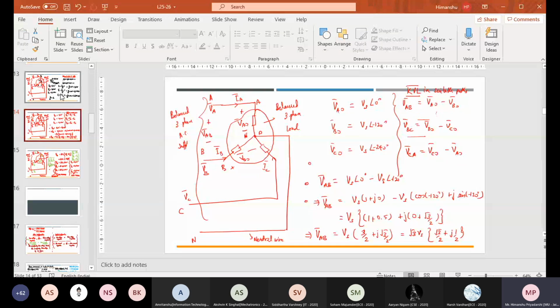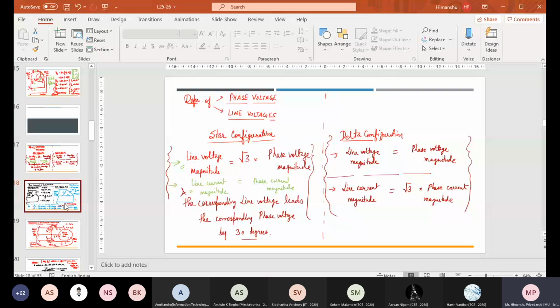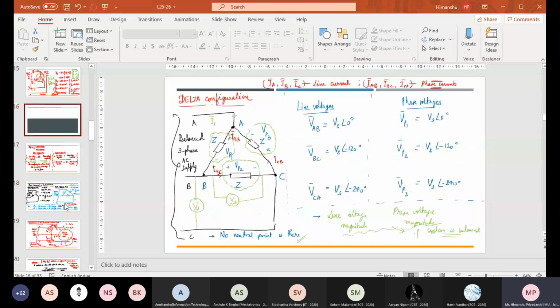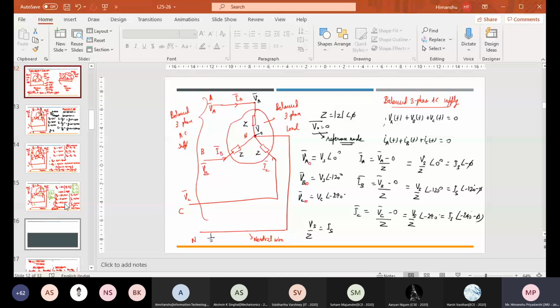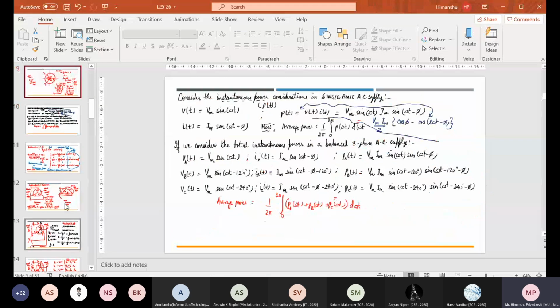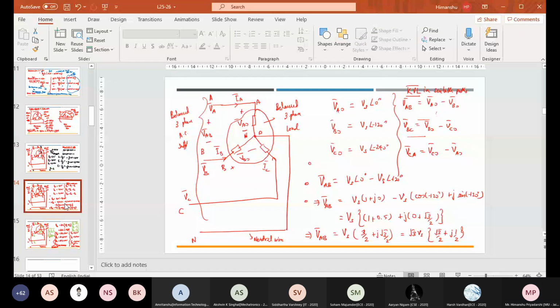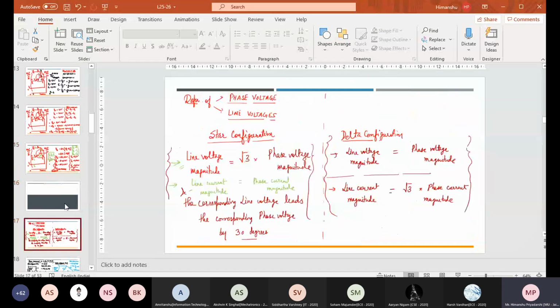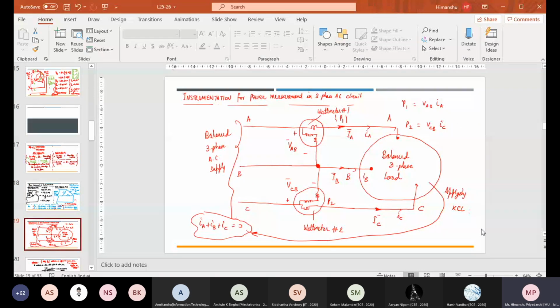Now, I will be discussing a very important concept, which is very important from the problem point of view. Like we were discussing the 2 watt meter configuration, and we discussed why we use 2 watt meters, why not 3 watt meters. So I have a question for you: if you use 3 watt meters in place of 2 watt meters, what will happen?